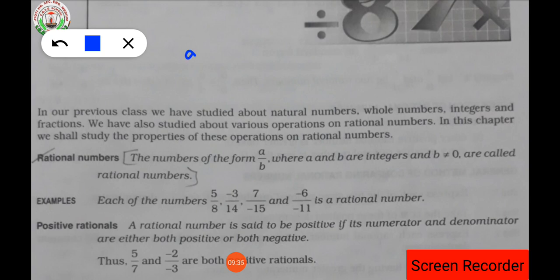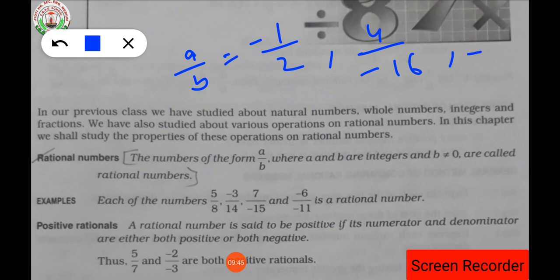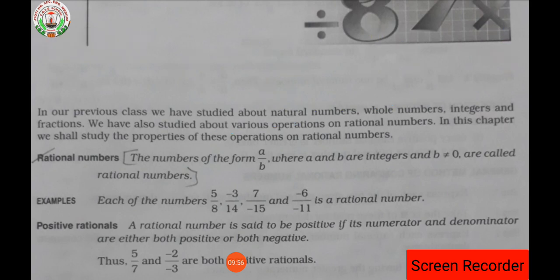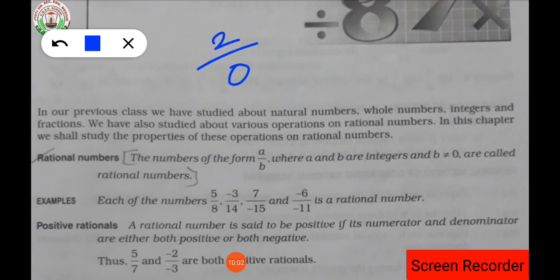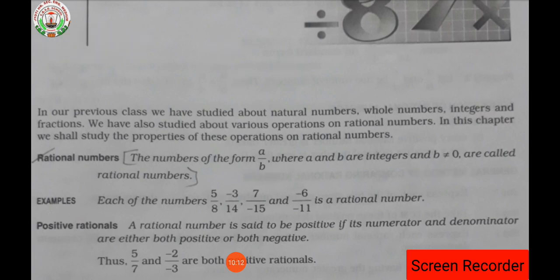For example, 1 by 2 is an example. Then 4 upon minus 16 is an example. Also minus 3 upon 8 is an example. Clear? 0 upon 2 is an example. So these are examples of a rational number. Clear everyone? Now can you tell me whether 2 upon 0 is an example of a rational number or not? This one is not an example of a rational number. Why? Because its denominator, that is the value of b, can never be equal to 0.